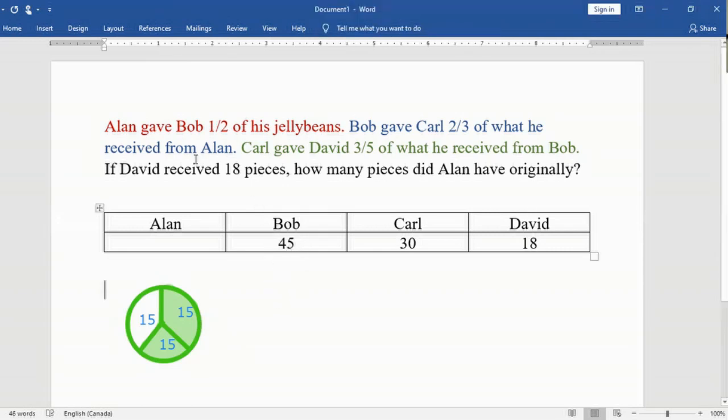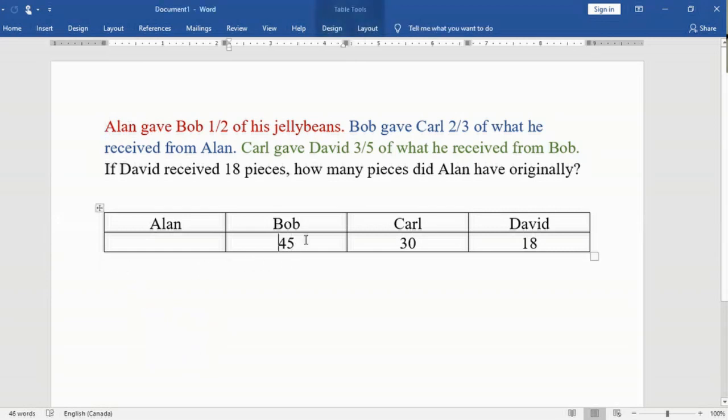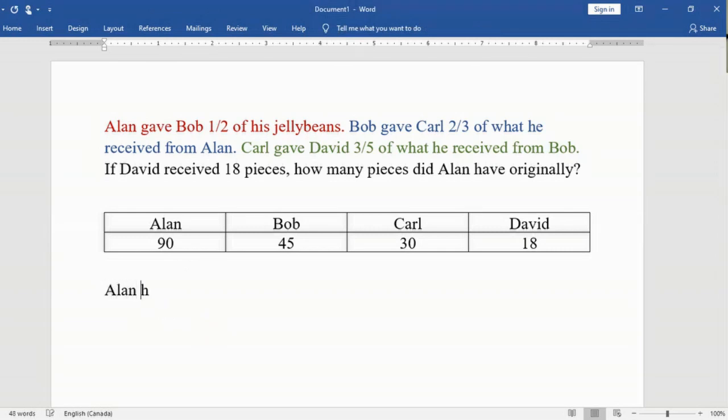Now we're trying to figure out how many pieces Alan had originally. It said Alan gave Bob half of his jelly beans. If 45 is half, then if we just multiply 45 by 2, we'll get 90, which is what Alan had originally. So write Alan had 90 jelly beans, right, originally.